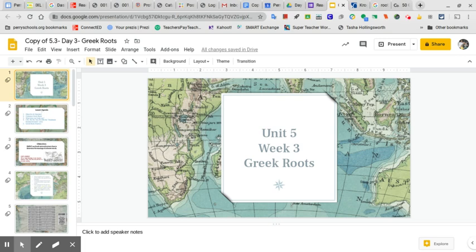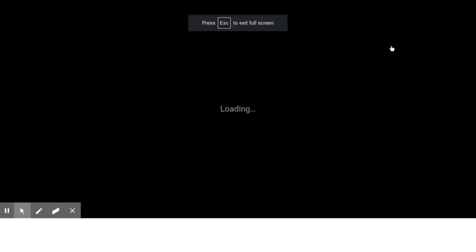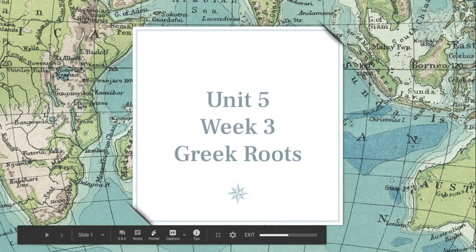Hi, friends. Today's reading lesson is going to be all focused on Greek roots. If you don't have a piece of paper and a pencil close by, you're going to need to grab one because you're going to need to do a little bit of writing. When you're ready, let's get started.